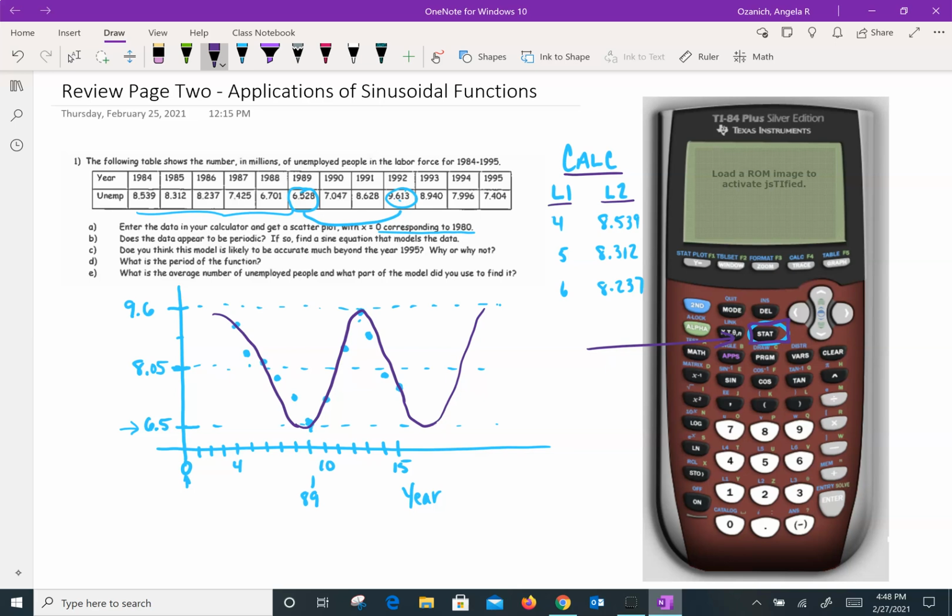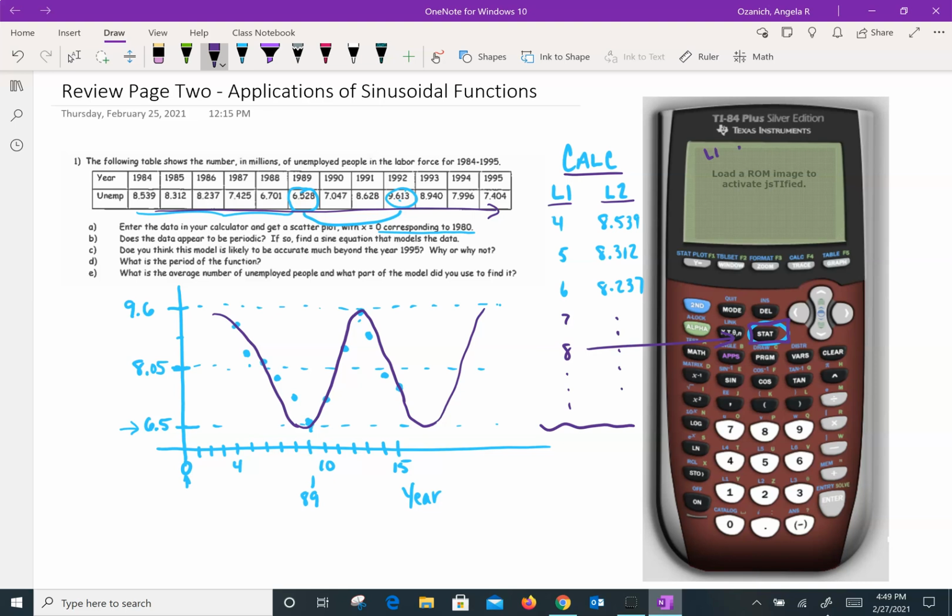As you enter your data, you're going to start with 4, 5, 6, and go through 15 in this L1 column, so 7, 8, continue on down. Then you can see that I've started putting in the unemployment rate, 8.539, 8.312. So you have this data to enter all the way down. You might want to pause the video and give yourself some time to get all that data in your calculator. It looks like this in your calculator.